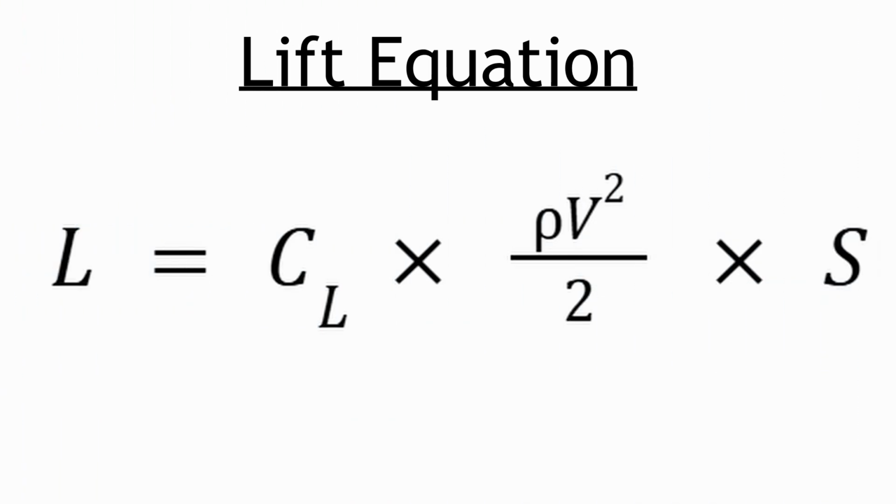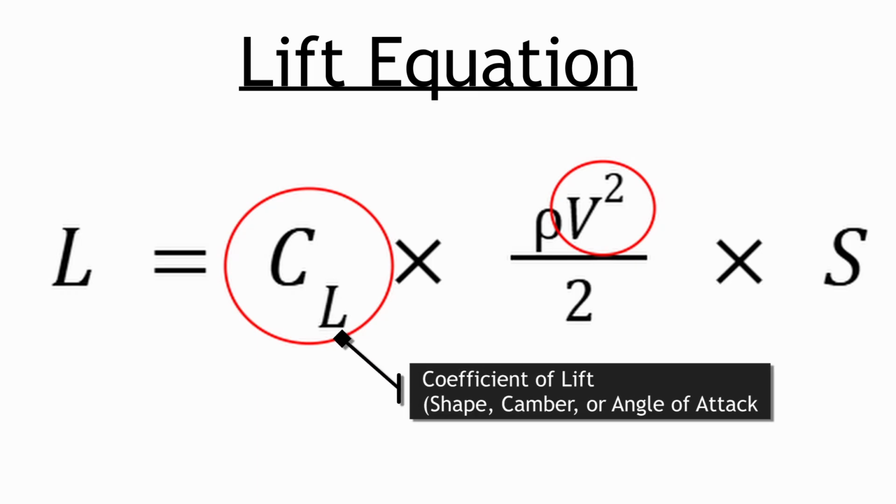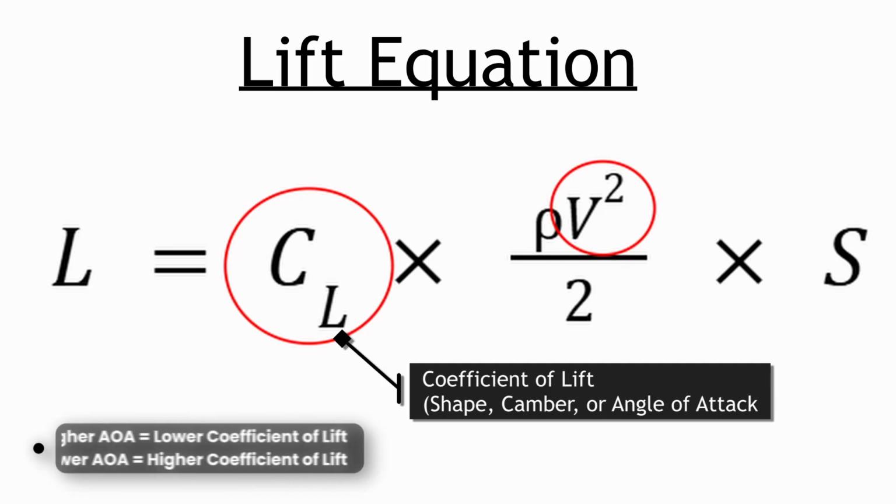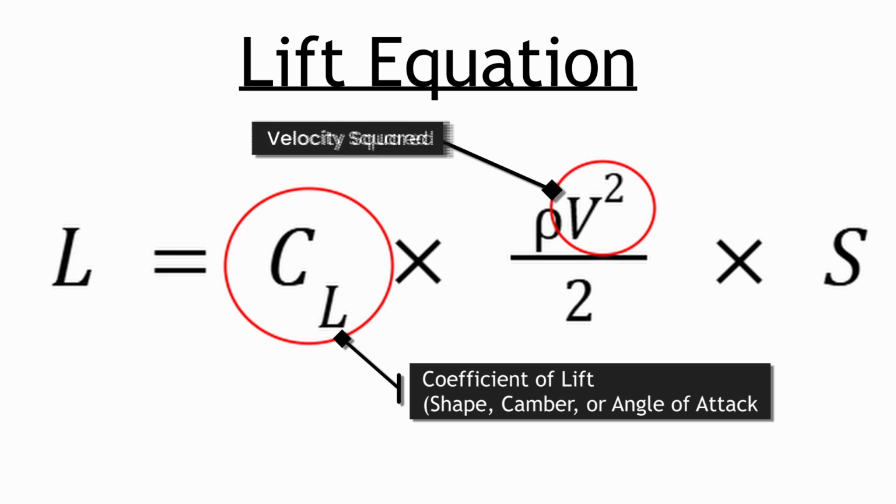First, let's look into the lift equation to start to understand why flying in slow flight is different. Now this is a confusing equation, so I'm not going to explain it all. The 2 points I want you to memorize are the C sub L and the V squared. The C sub L is our coefficient of lift. This can be either the shape, the camber, or the angle of attack. For our purposes, we're going to focus on the angle of attack, and we're just going to know that if we have a higher angle of attack, we produce more lift, and a lower angle of attack, we have less lift. And then the V squared is just our velocity, or our true airspeed, squared.